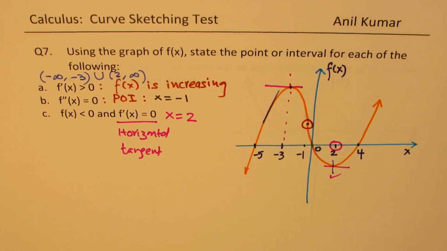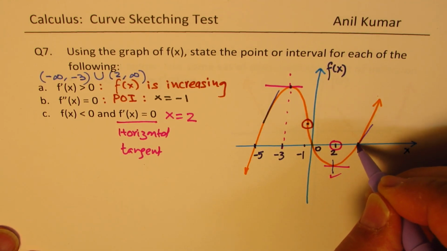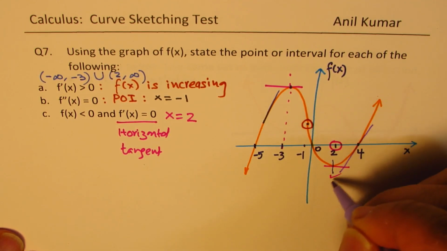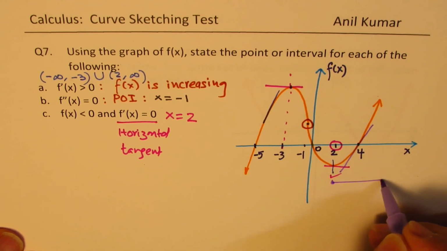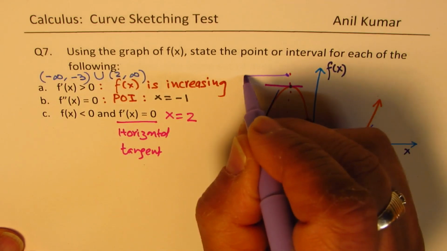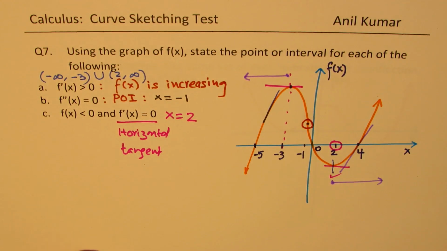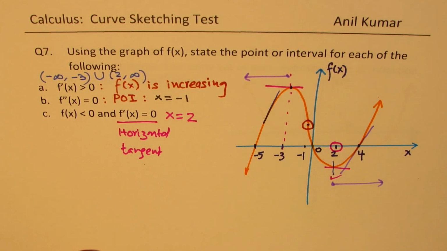Is that clear to you? Derivative positive means if I draw a tangent, it is rising, correct? So it is positive in these intervals. So from here and here, right? So these two intervals. So I hope this is absolutely clear.